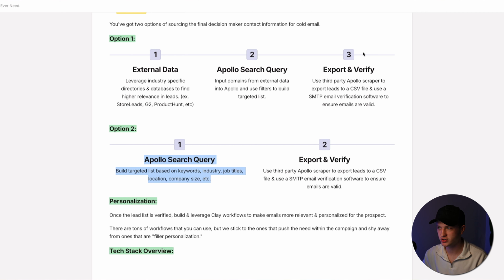And then you just follow the same steps as here, right? So you go to Apollo search query, export and verify, use the third-party exporter, and so on. It's the same thing, right? So the difference is, are you using an external database and taking that into Apollo to find the decision maker contact info, or are you just finding the filters and the contact info in Apollo directly and then exporting? Those are two very broad, different options that you have. As you notice, both of them include Apollo.